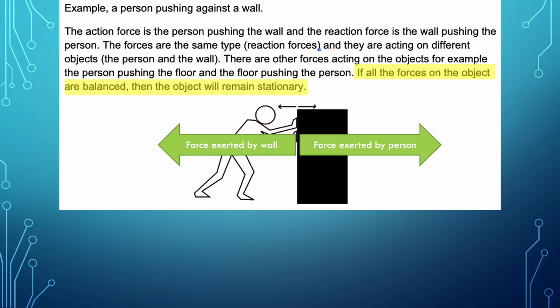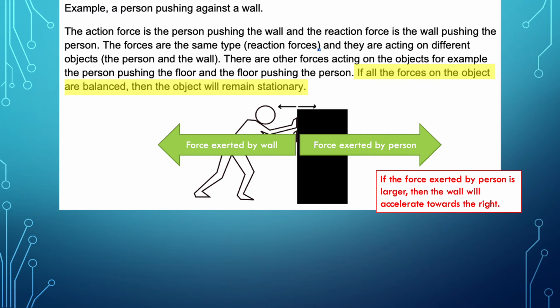All right. So if we wanted to make sure that this person moved, or make sure that this wall moved, then we want to make sure that the wall will accelerate towards the right. Okay, and really that's the only way that it can go, because we know that the wall won't exert a force towards the person that's bigger, right? Because that would mean that the wall has consciousness and is able to push back on the person even greater.